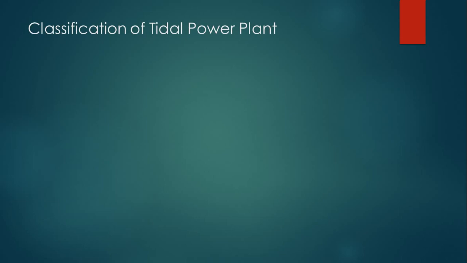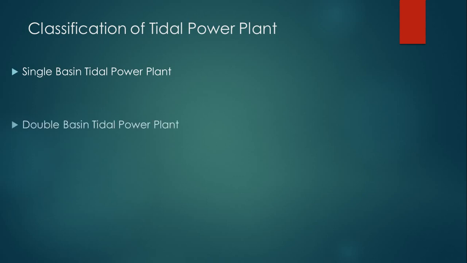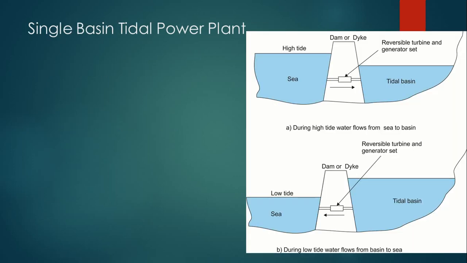Now, based upon the basin used, tidal power plants are classified into two types: single basin tidal power plant and double basin tidal power plant. So let's see the construction and working of both the tidal power plants, that is the single basin tidal power plant and the double basin tidal power plant. Now let's see the construction of a single basin tidal power plant.